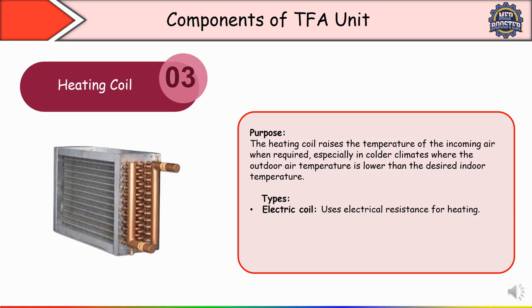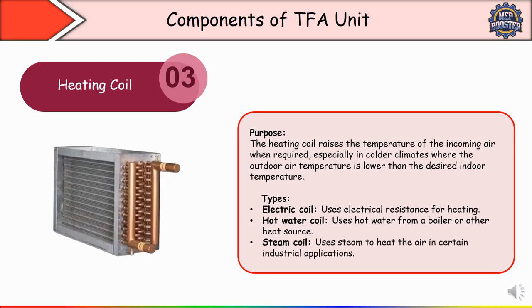Electric coil uses electrical resistance for heating. Then we have a hot water coil, which generally uses hot water from a boiler or other heat source. Steam coil generally uses steam to heat the air in certain industrial applications. So in cold climates, such as in winter conditions in the northern region, the heating coil in a TFA unit ensures that the incoming air is warmed to a comfortable temperature before being introduced into office spaces or residential areas.